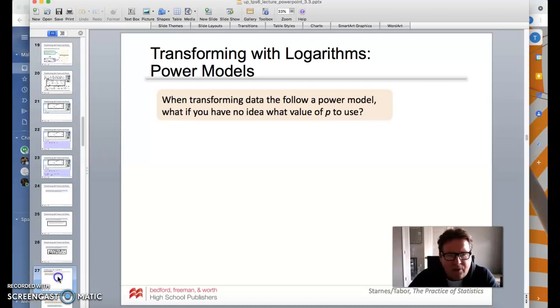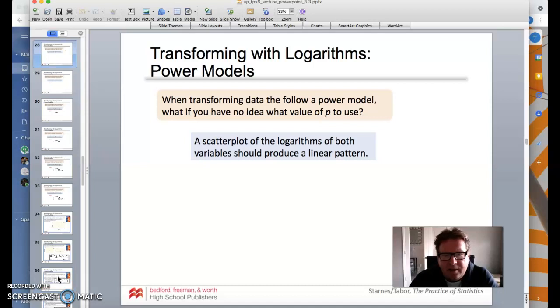So there's kind of a solution to that, and a scatter plot of logarithms of both variables should produce a linear pattern. So if you take the log of both of those, you should see that. Now, here's the explanation why. So let's start off with a power model. If I take the log of both sides, remember, if there's no base, it's base 10.